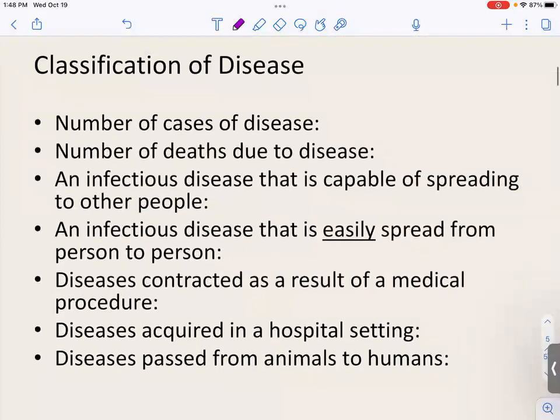And then some terms when we're talking about disease. The number of cases of a disease, we refer to that as morbidity. And the number of deaths due to disease is mortality. We're going to explore the Morbidity and Mortality Weekly Report that's put out by the CDC every week, a document describing what diseases are being reported by doctors all around the country.